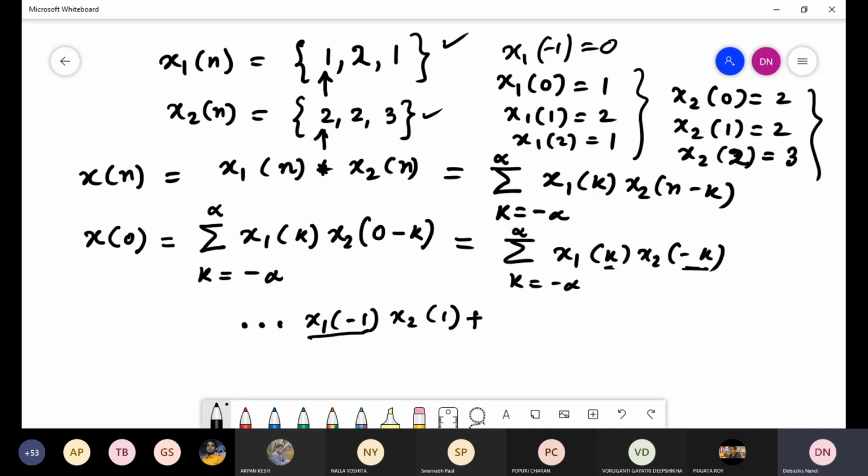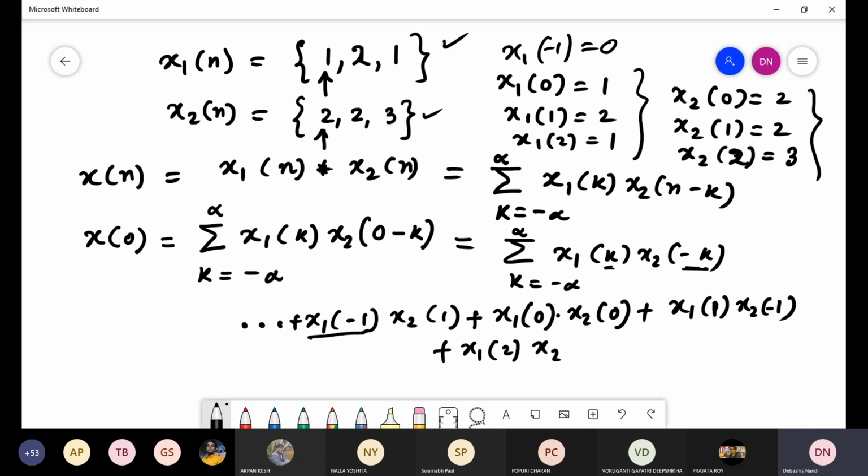So this is for k is equal to minus 1, then the summation starts from minus infinity. So here in the left hand side of this summation, all values will be automatically 0. Then when k is equal to 0, then x1[0] into x2[0], plus k is equal to 1, then x1[1] into x2[1]. Then k is equal to minus 1, okay, plus, then k is equal to 2, x1[2], x2[minus 2].